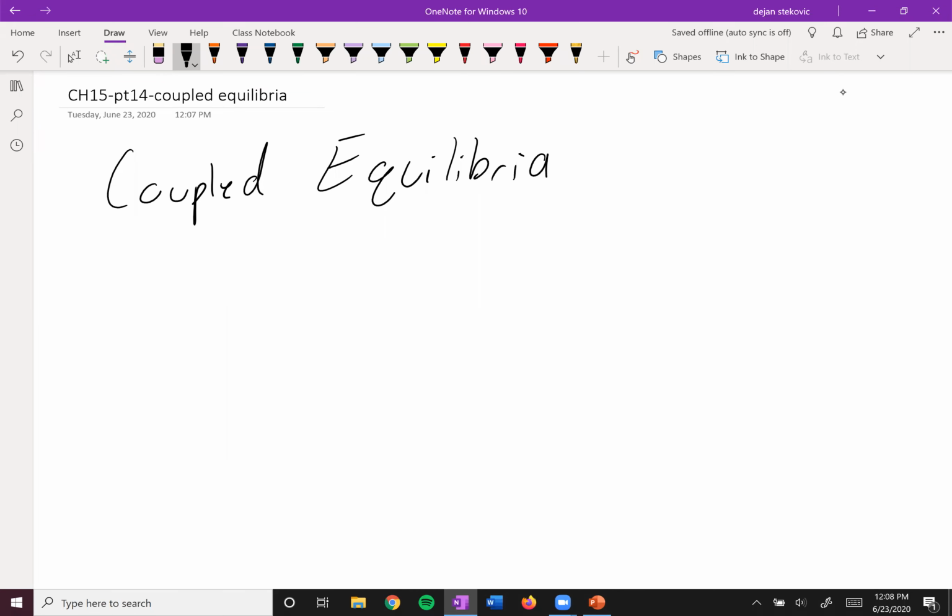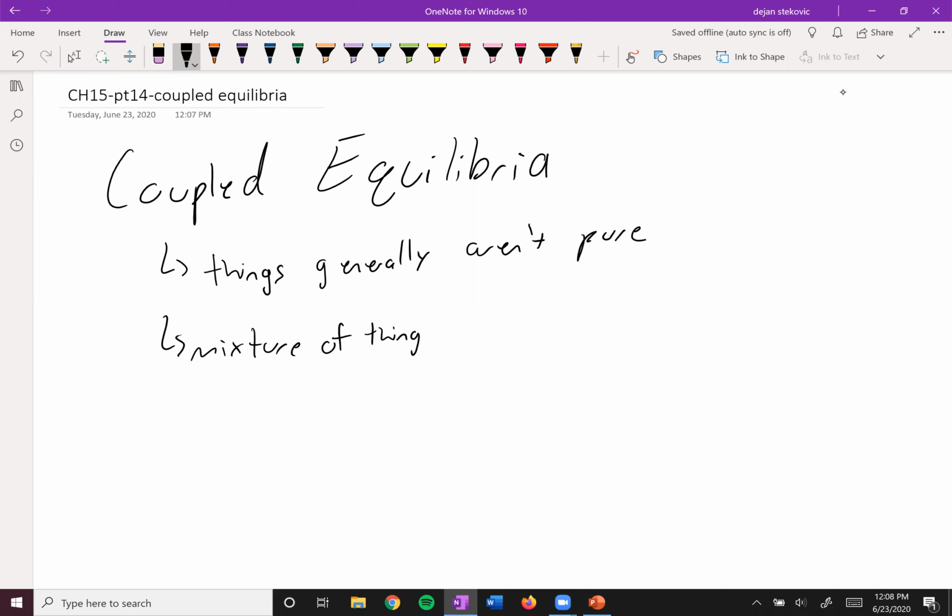All right, so let's take another look at coupled equilibria. Again, this is just a review of previous information, and it's important to consider coupled equilibria because things generally aren't pure, right? It's not like you have a reaction mixture with just two things. Chances are there's other stuff in there, so there's a mixture of things. And so then you're going to have a mixture of equilibria.